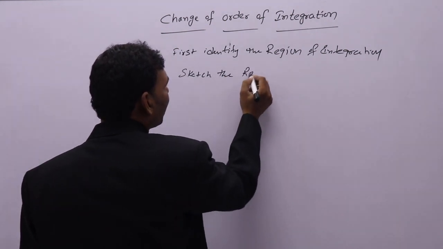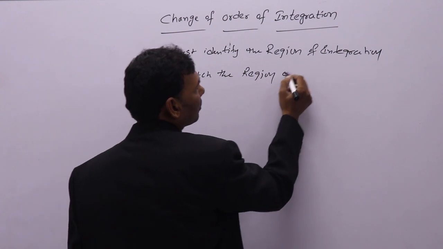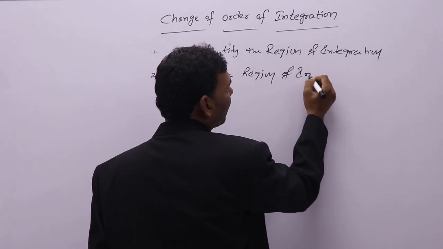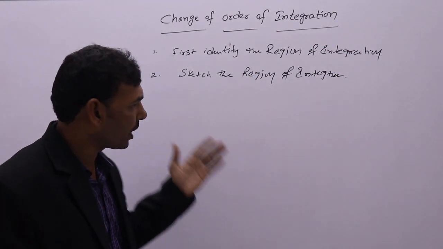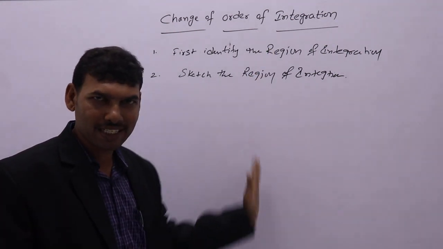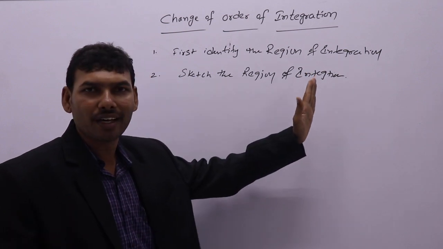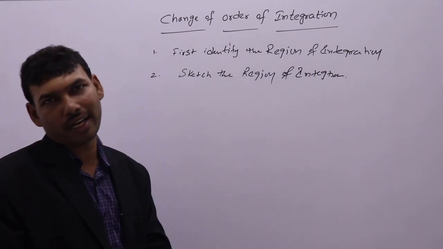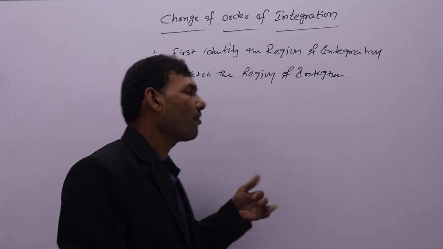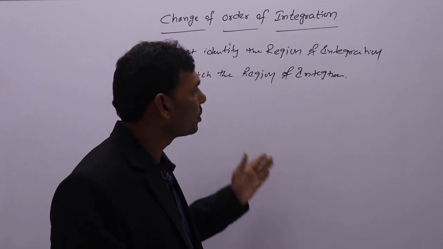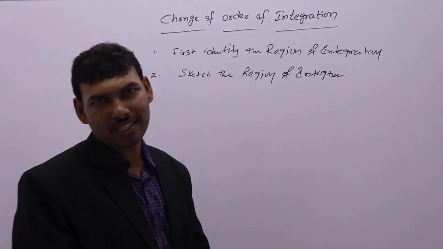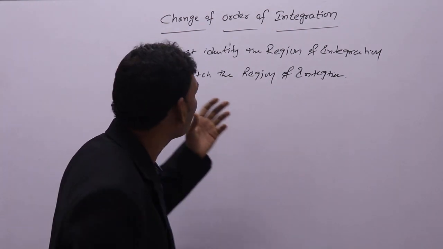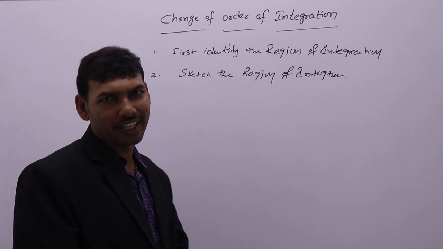For that, to draw the strip, a line segment, first sketch the region of integration. What does it mean? For example, x equal to 0 to a. Draw the x equal to 0 line, that is the y-axis. Then the x equal to a line. If the y limits are y equal to 0 to x, y equal to 0 is the x-axis, and y equal to x is the 45 degree line.